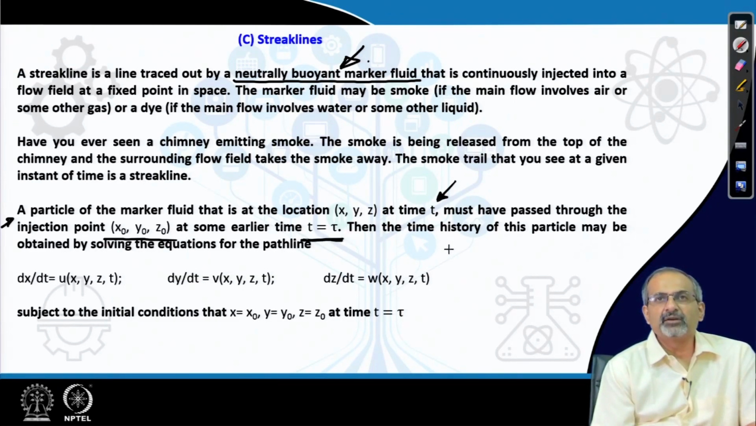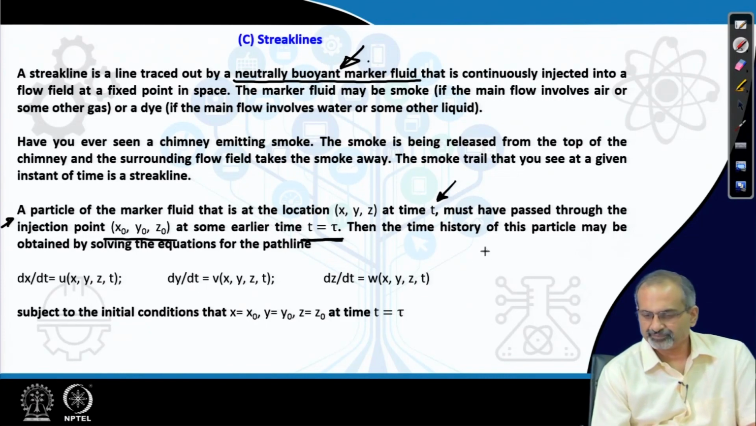Then the time history of this particle may be obtained by solving the equations for the path line. That means, if this is the streak line, remember that it is different from a path line. If this is a streak line, the streak line comprises many particles, one after the other, which are released from that injection point.